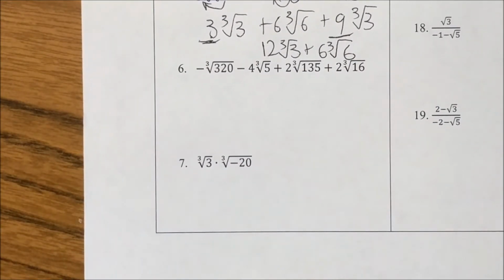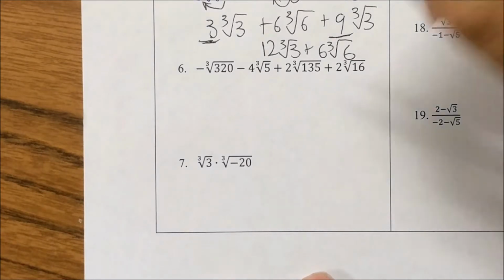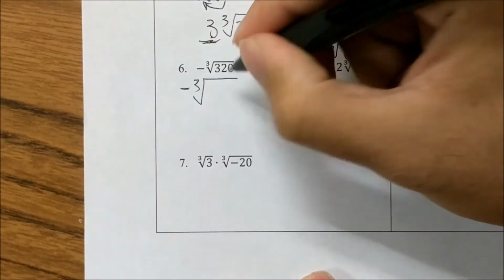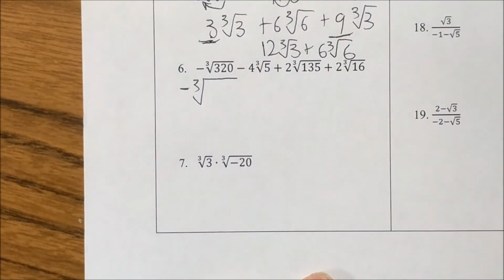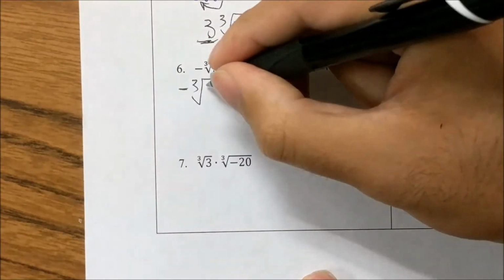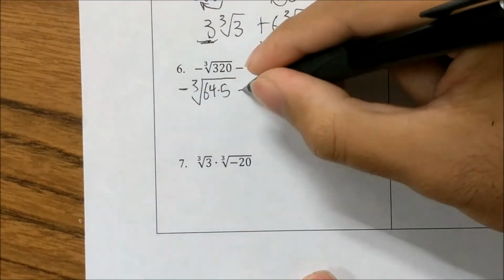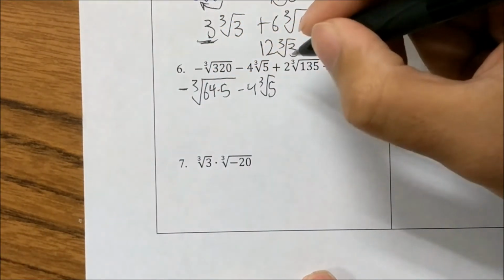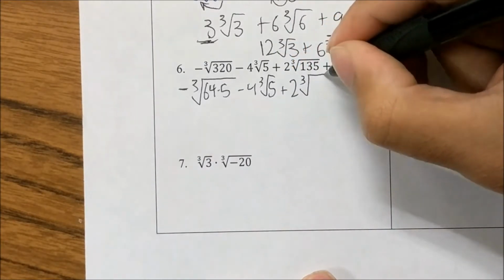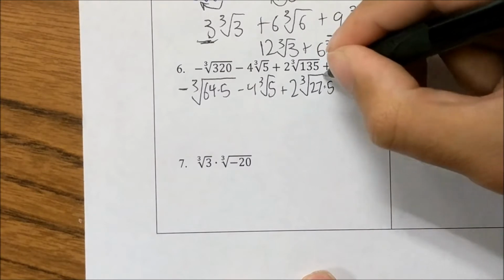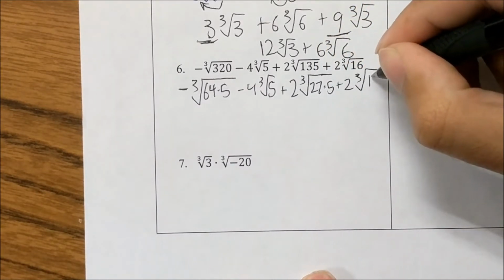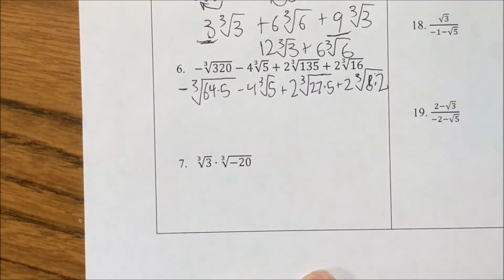Okay, so let's simplify the radicals first. Negative cube root of, and then we're going to split up 320 into 64 times 5. Cube root of 5, we can't really split up. 135 will split up into 27 times 5. And 16 will split into 8 times 2.